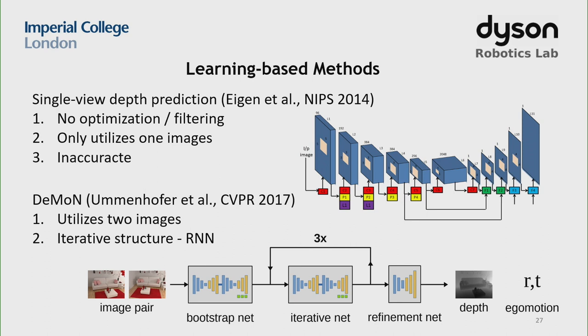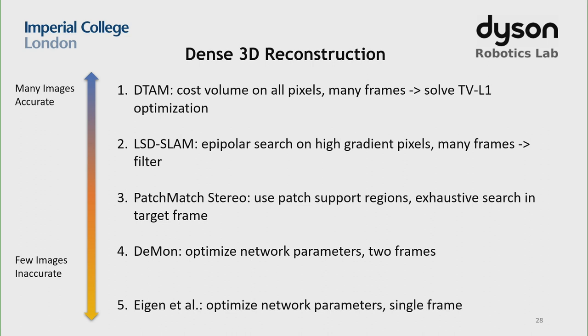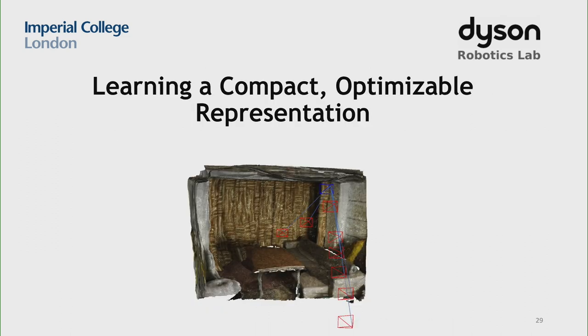So then there are also learning methods which try to utilize multiple images to estimate the structure of the scene, such as the DeMoN approach, which is basically a depth and motion estimation network. And that uses an iterative RNN to refine the depth map estimates over time. So if you look at the spectrum of approaches that exist, you have at the one end those that require many images and are relatively accurate. And then you go all the way down to your fully learning-based single image depth estimation methods, which allow you to work on very few images, but don't give you accurate depth results. So what we want to look at now is how we can use learning to aid in the optimization approach so that we can get the best of both worlds from these approaches.